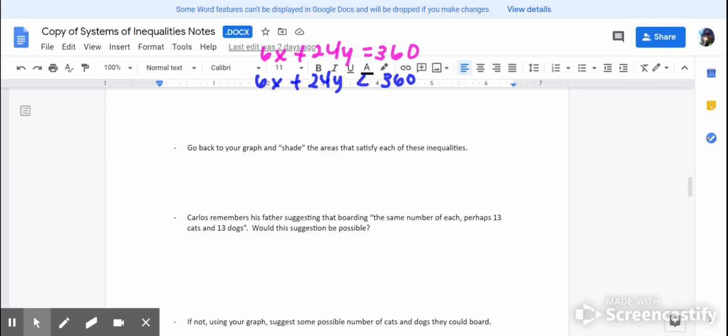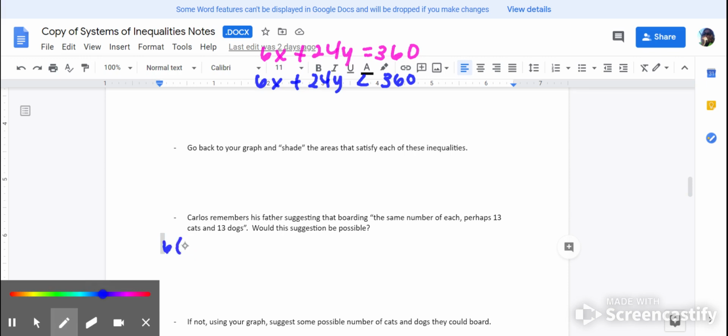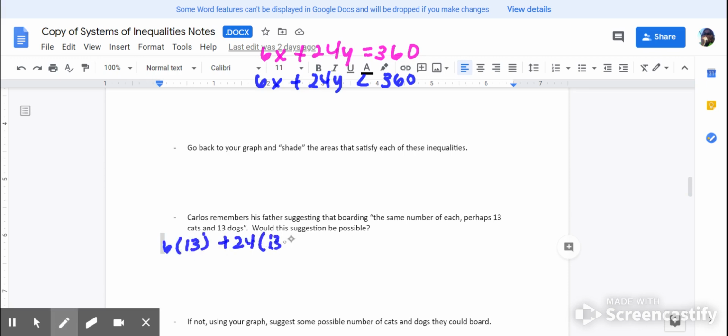So Carlos remembers his father suggesting that boarding the same number of each, perhaps 13 cats and 13 dogs, would be possible. So is this truly a possibility? Well, remember, we can plug it in for both the space and the cost equation. So 6 times 13 plus 24 times 13. And we will need to know if that is less than 360.